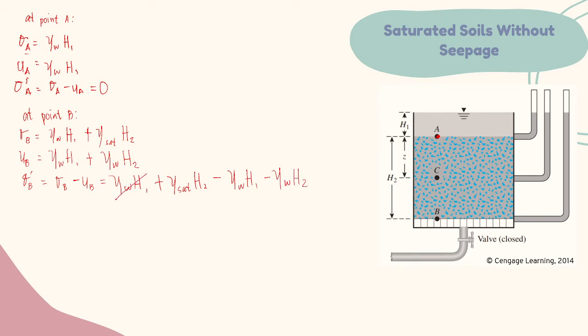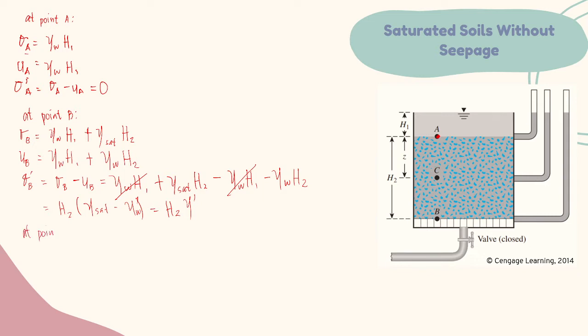So we can cancel this one. And we are left with H sub 2 times gamma sat minus gamma of water. So this is equal to H sub 2 times the buoyant unit weight, or the effective unit weight. So let's proceed to point C.